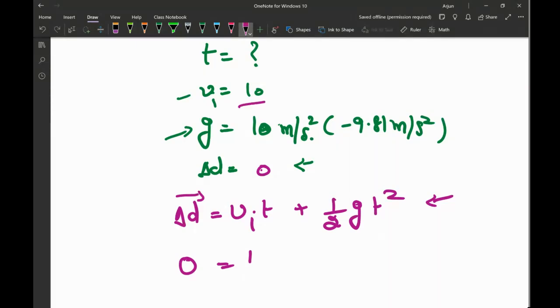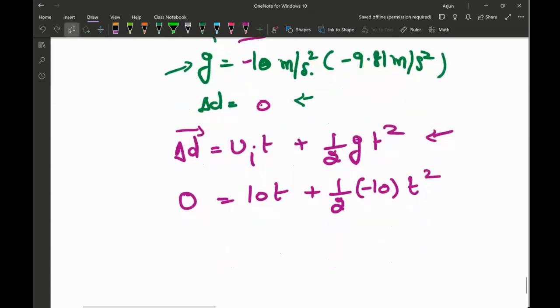Initial value is 10 times t plus half times g value, I'll put it as negative 10, so negative 10 times t square. Well, this should be half. Let me just, v initial times t plus half. Yeah, that's plus, that's right. So I wanted to solve for t now. There are two t's here.